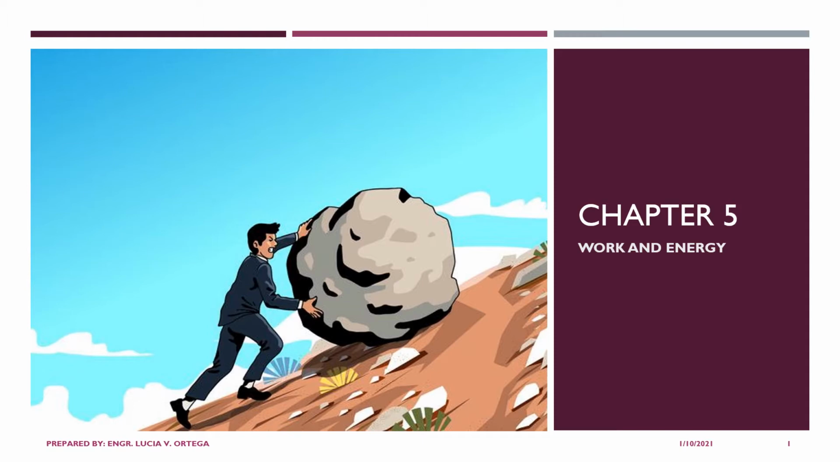If the applied force is large enough to counter the weight of the block or the boulders, he can move these boulders a certain distance. The distance, of course, will be parallel to the direction of the force. So force times distance is equal to work. And energy, as defined in physics, is the capacity to do work.